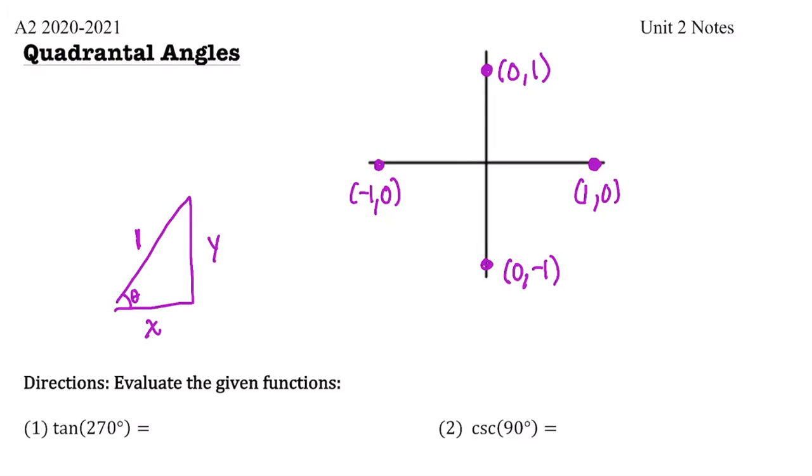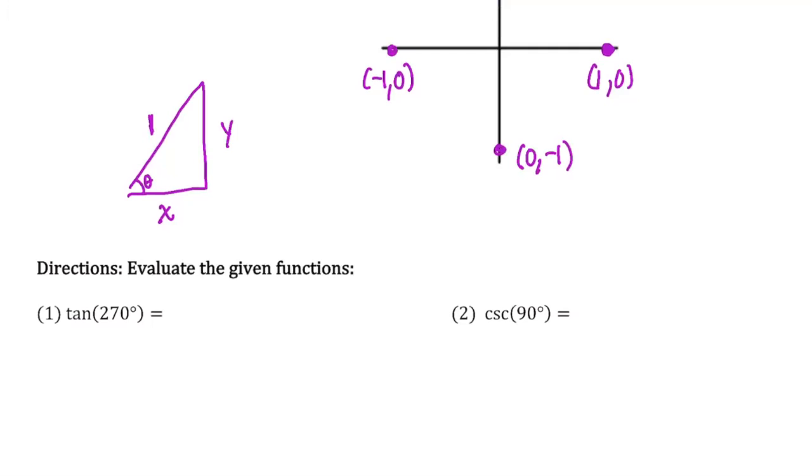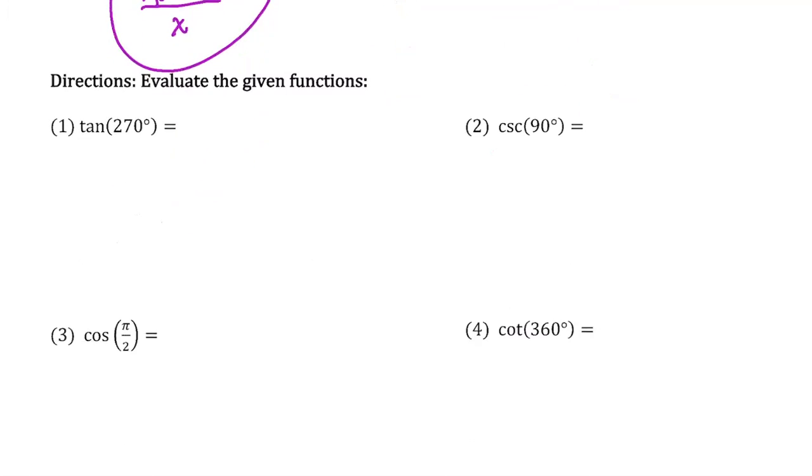So even though when you find angles that fall on an axis, we can still use that concept of opposite, hypotenuse, and adjacent, even though it doesn't really form a technical right triangle. So for example, let's look at some examples.